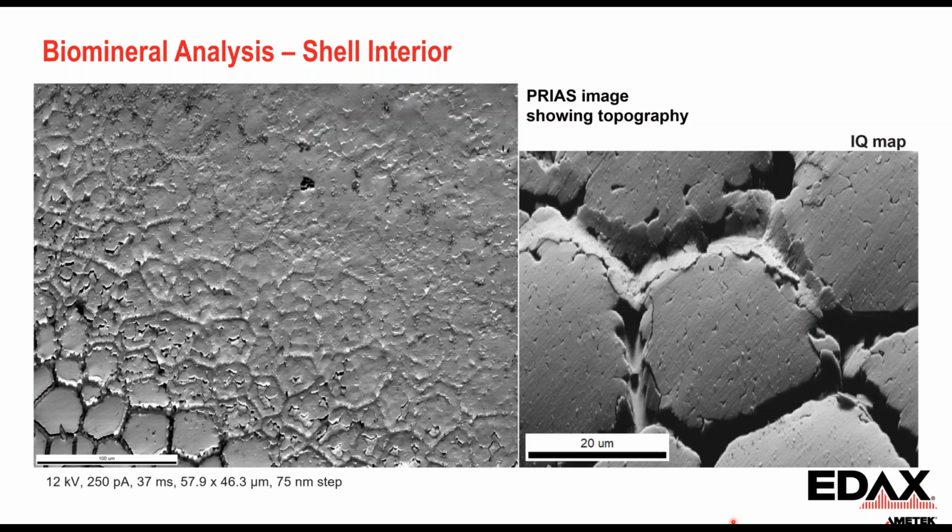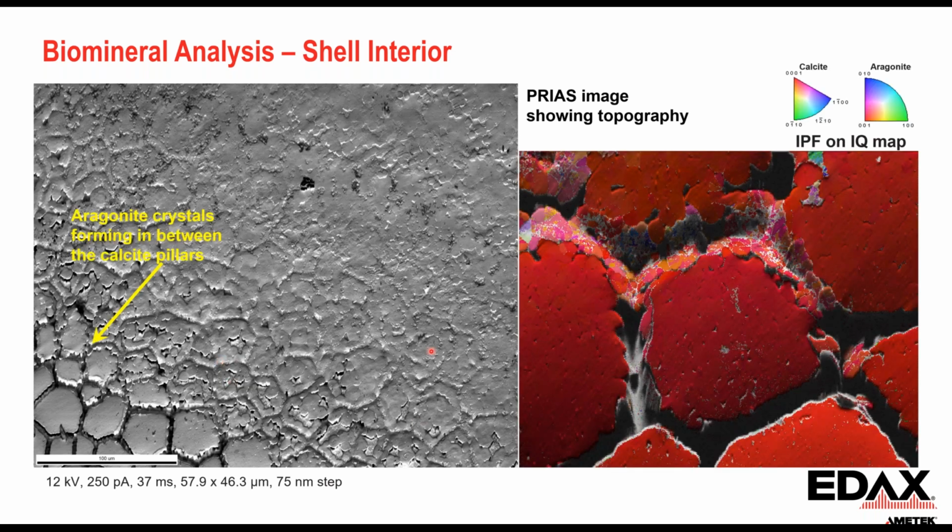And we can zoom in on some of these areas. This is looking at the transition area in a little more detail, where we can see that between these calcite pillars, there are smaller aragonite crystals that are forming.